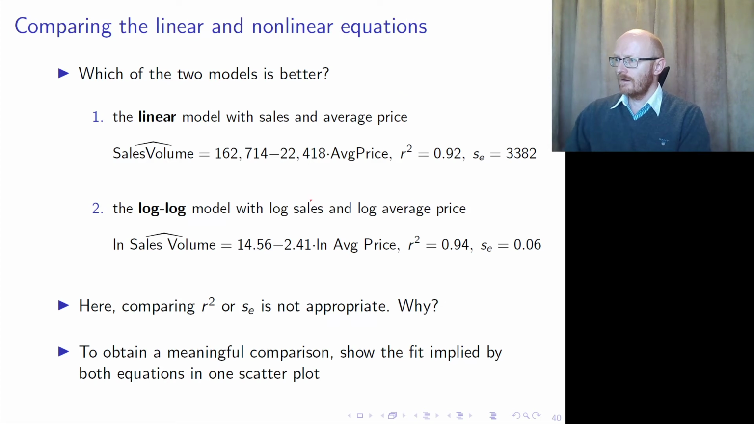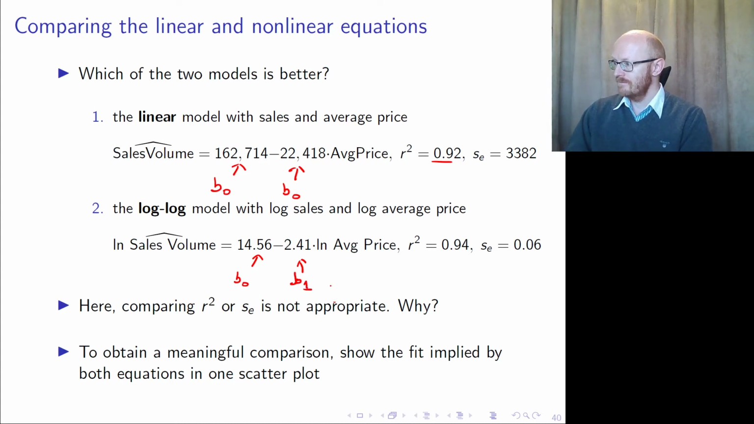So now we can compare the linear and nonlinear equations, and you see that for the linear model we have a certain intercept and a certain slope, and we have an r squared of 0.92, which is quite high. And for the logarithmic transform, we have a vastly different intercept and a vastly different slope.